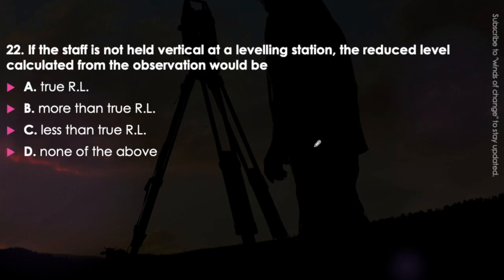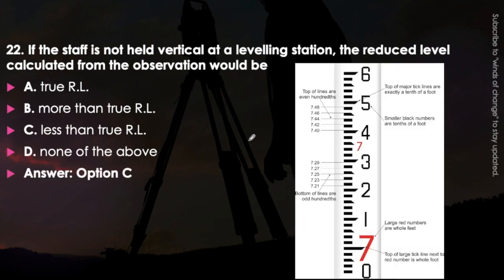Next question. If the staff is not held vertical at the leveling station, the reduced level calculated from the observation will be true reduced level, more than true RL, less than true RL, or none of the above. Just think about it. If the staff is not being held vertical, what will be the case? The RL will be less than the true RL. Now how is it so?